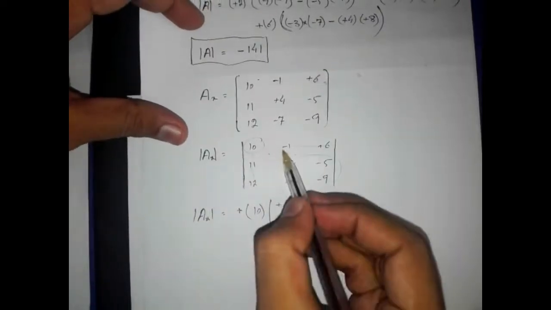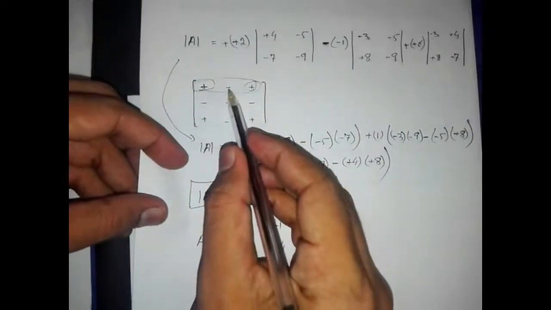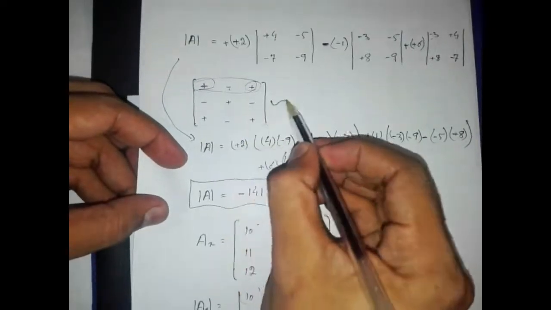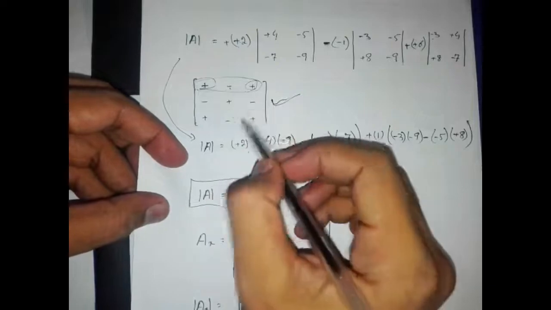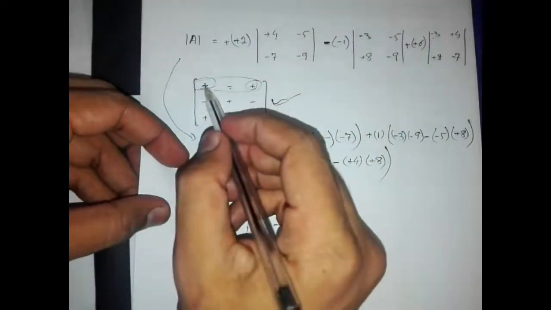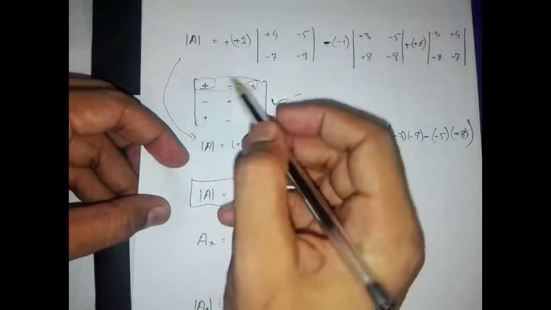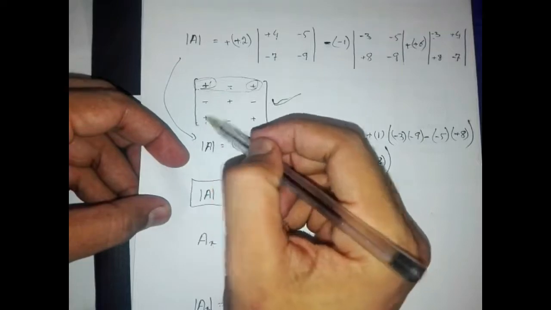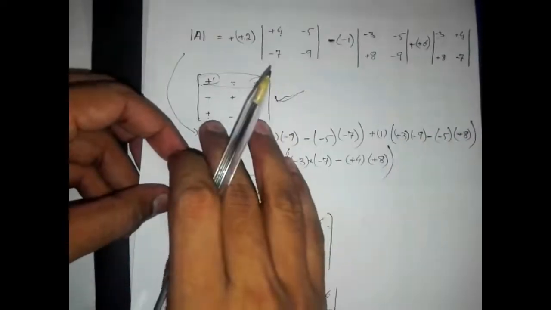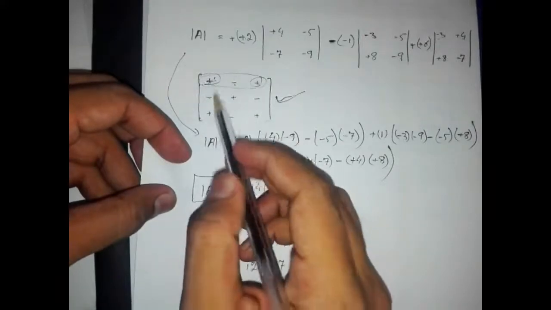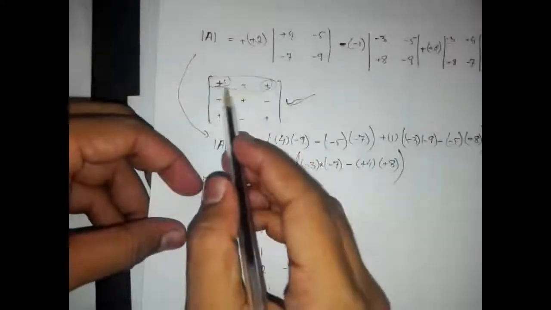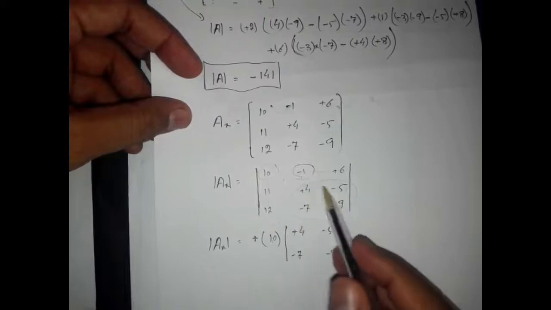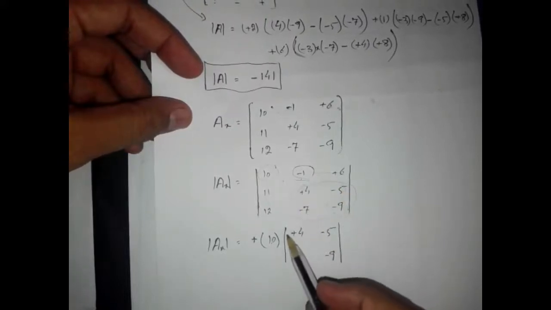Now for this value I put the minus sign, because here we have the minus sign. It will be good if you remember this sign matrix: here we have plus, here minus, here plus. If you use this column, you put the plus sign, then the minus sign, then the plus sign. It depends on your choice whether you use the row or the column. Here I use the row, so I put the plus sign, then the 10 value, and I take these numbers and write them in the form of a matrix.